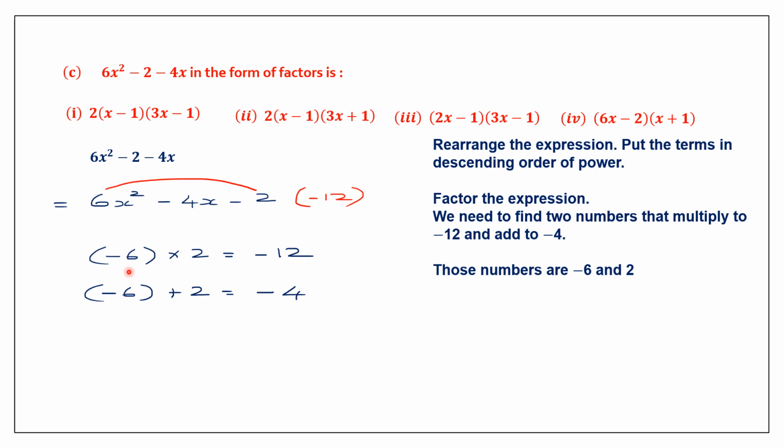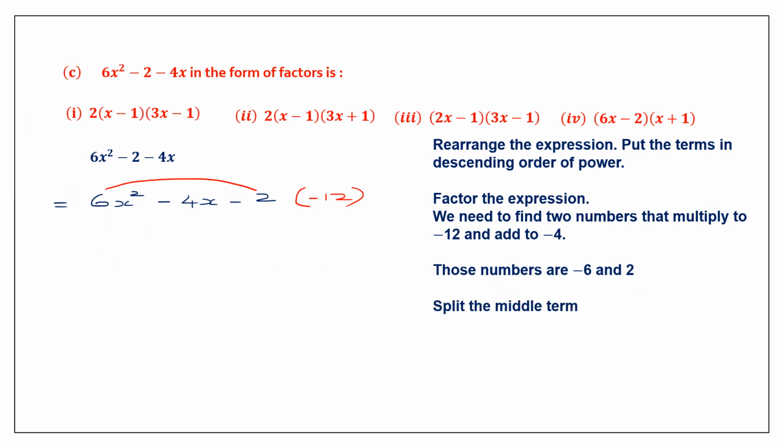Did you see that when we took these two numbers and multiplied, we got negative 12, same as this. We added, we got negative 4, same as this. So the two numbers are negative 6 and 2. Now we are splitting the middle term. So now what do we have here? 6x square, and we're going to write minus 6x plus 2x. And then we write minus 2 as it is. So we have split the middle term. Minus 4x has now become minus 6x plus 2x.